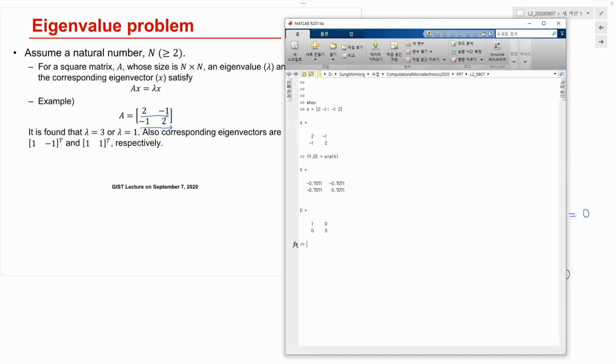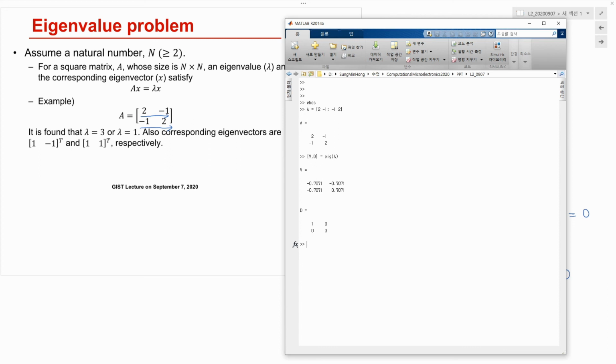Now we find that the eigenvector is given by this one, minus 0.7, minus 0.7. This corresponds to one vector, and another vector is minus 0.7 and positive 0.7. These are two different eigenvectors, and their corresponding eigenvalues are 1 and 3. Okay, 1 and 3, this is the answer we wanted.